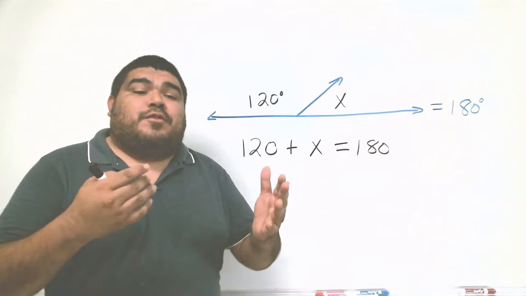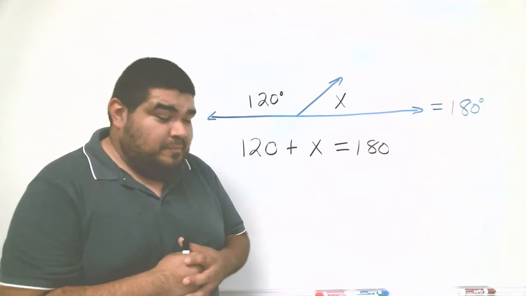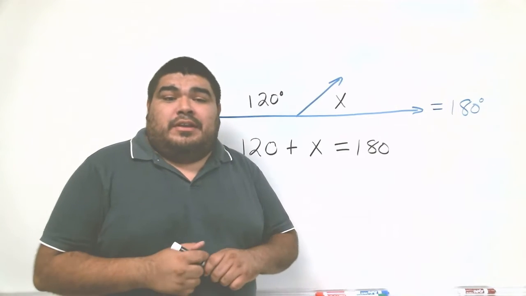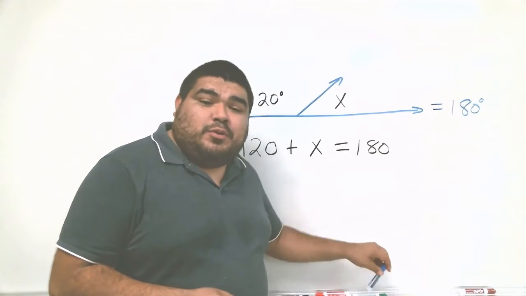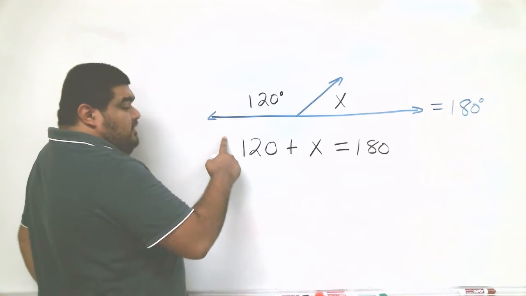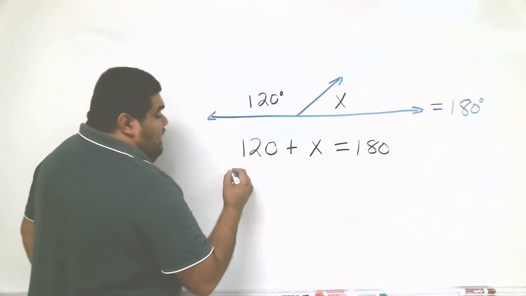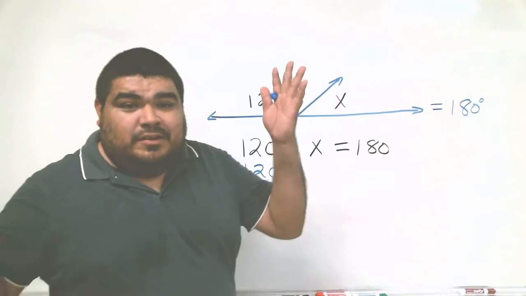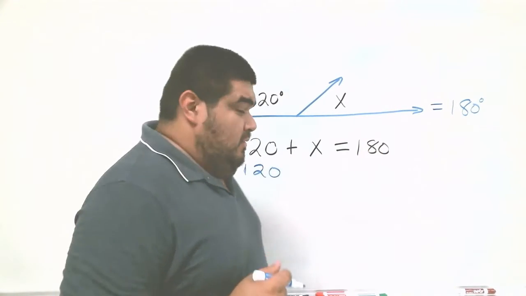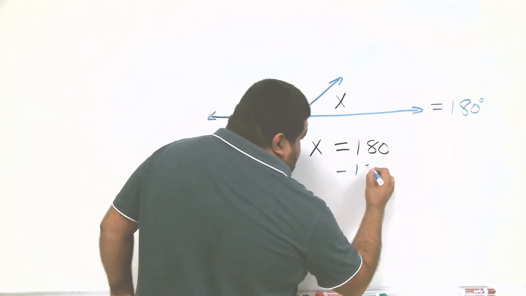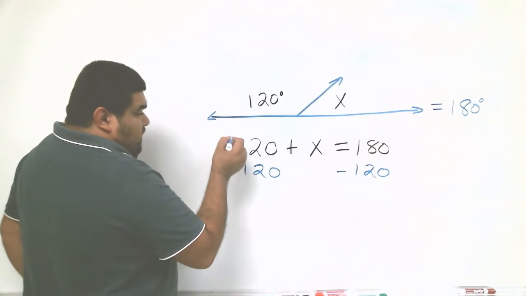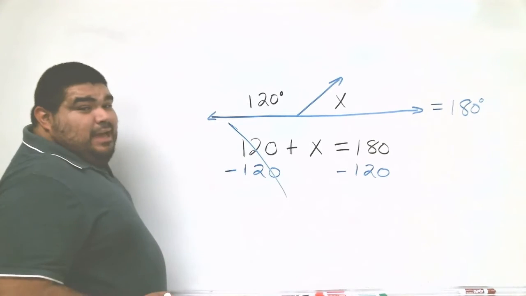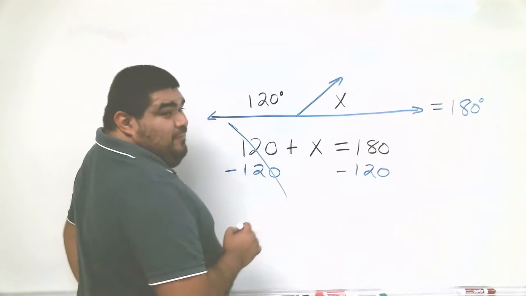Remember, we're trying to solve for that x, so we have to leave it alone. So we have to get rid of the 120. The opposite of positive, because there's nothing there, is negative, right? Whatever you do to one side, you have to do to the other, because you balance. So minus 120. 120 minus 120 cancels out. We're just left with x.